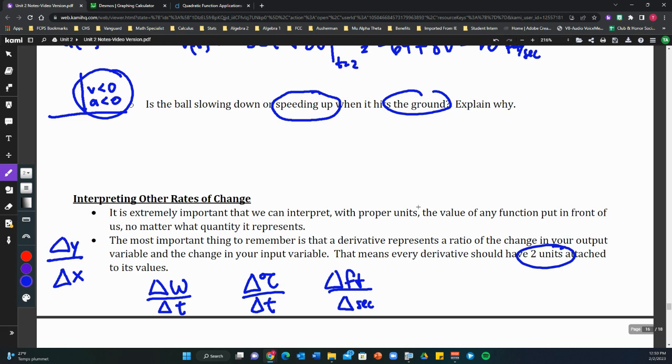So it's really important to remember that we've got those proper units, and remembering that it has to be a rate of those two can really help us not make any kind of mistakes when we interpret these values.